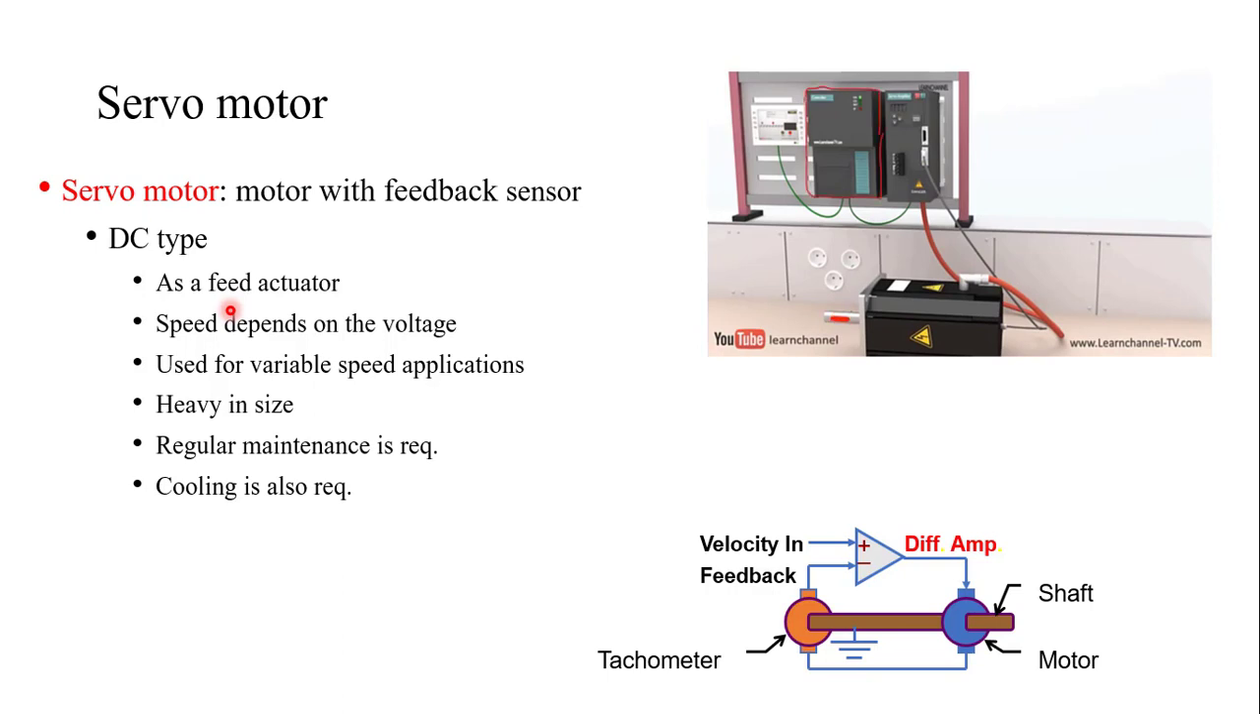As you can see in the video, there are two types, AC type and DC type. It is used as a feed actuator. They have their own positives and negatives. The DC type is used for variable speed applications when your speed has to be varied, but the negative side is that it is heavy in size and regular maintenance is required. The AC type is low weight with low rotor inertia, which means it cannot be used for heavier work. Your DC motor can be used for heavier work, but AC cannot.